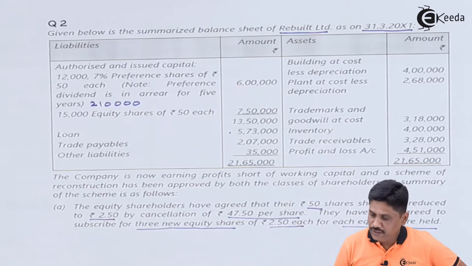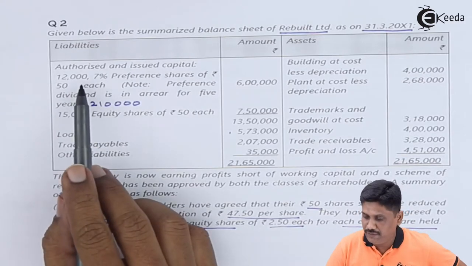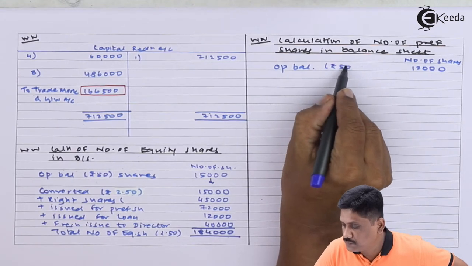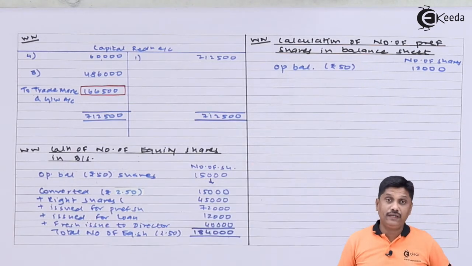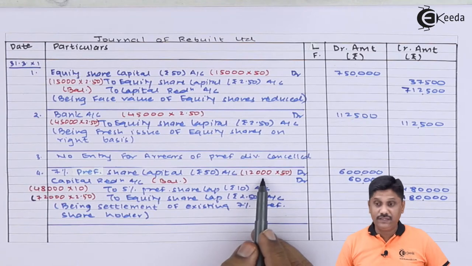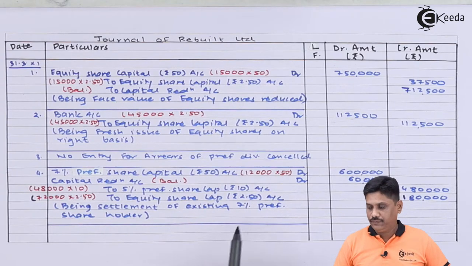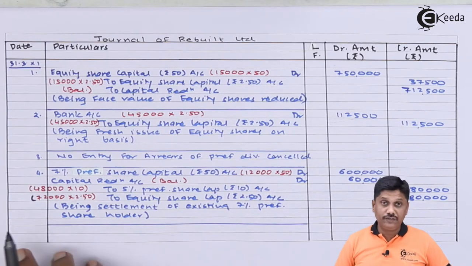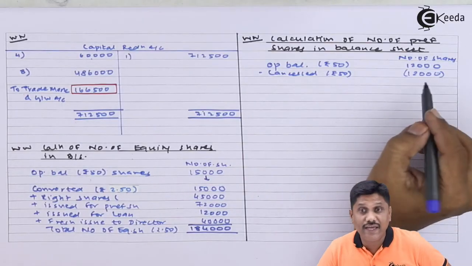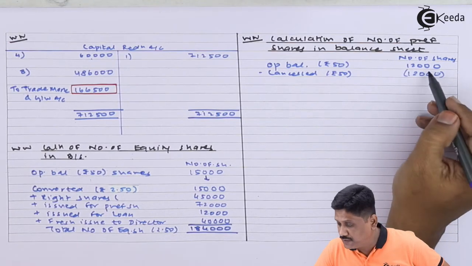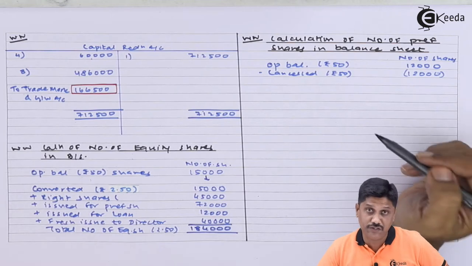You can notice, student, in the balance sheet there were 12,000 preference shares of rupees 50 each. Let us see what happened in our journal entries relating to the preference shares. In entry number 4, I have debited, which means this capital is cancelled, and these shares are cancelled first. So I will minus the 50 rupees share capital; rather, I can say these shares are converted. So after cancelling these shares, new preference shares are there.